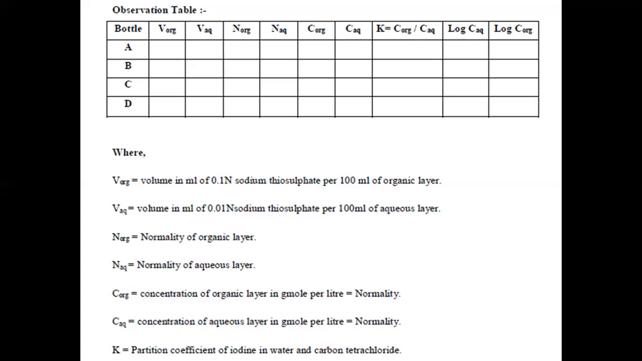Calculate partition coefficient by the formula K = C organic upon C aqueous. K is partition coefficient of iodine in water and carbon tetrachloride. Also, calculate log C aqueous and log C organic.